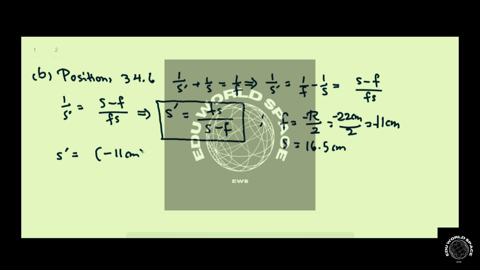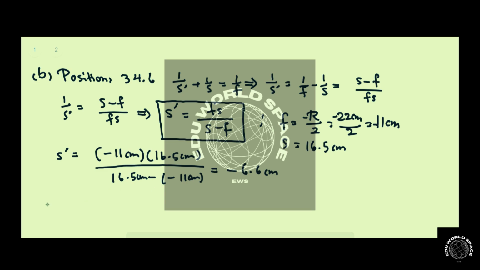So we have minus 11 centimeters for the focal length times 16.5 centimeters for the distance of the object from the vertex of the mirror. And then we have 16.5 centimeters minus negative 11 centimeters. And if you just run this through your calculator, then you will find that it's minus 6.6 centimeters, and that is the location of the image.